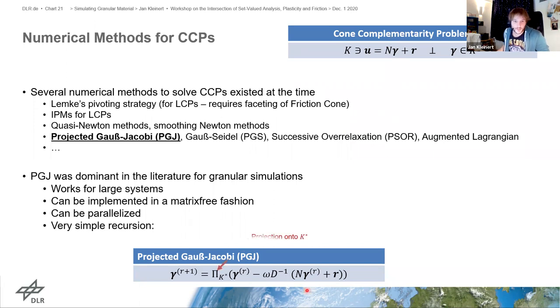So basically what you see here is just a matrix vector product and a projection onto the dual cone. And in my case, this is always the friction cone. So the projection onto the friction cone is quite cheap to calculate.